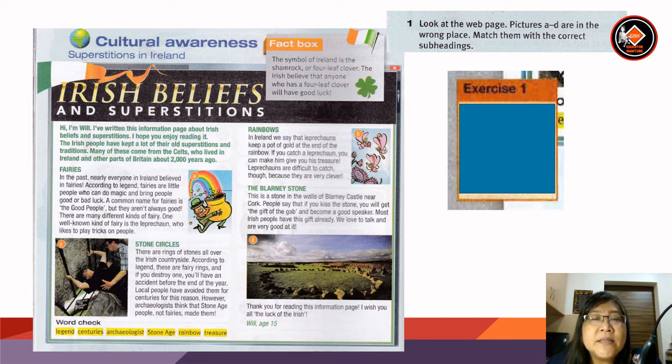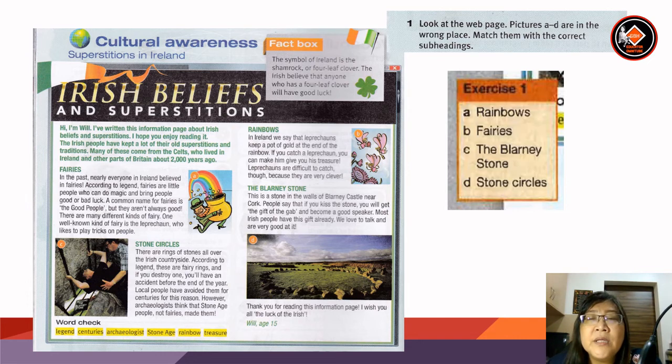So for number 1, the answer is: A is rainbows, B is fairies, C is the Blarney Stone, and the last one, D, is stone circles. So again, A is a picture of a rainbow, so you have to have the correct headings with the correct picture. Okay, next you have fairies for B, C will be the Blarney Stone and D is the stone circles.